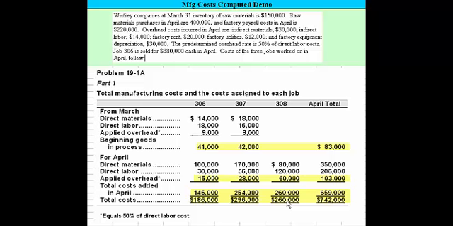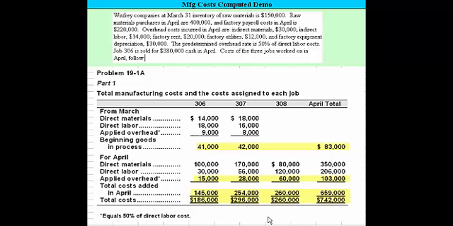Now, in job 308, we also would add in costs that didn't have any beginning inventory. Nothing was started in March. It was started in April, and we can compute the total cost incurred on job 308.